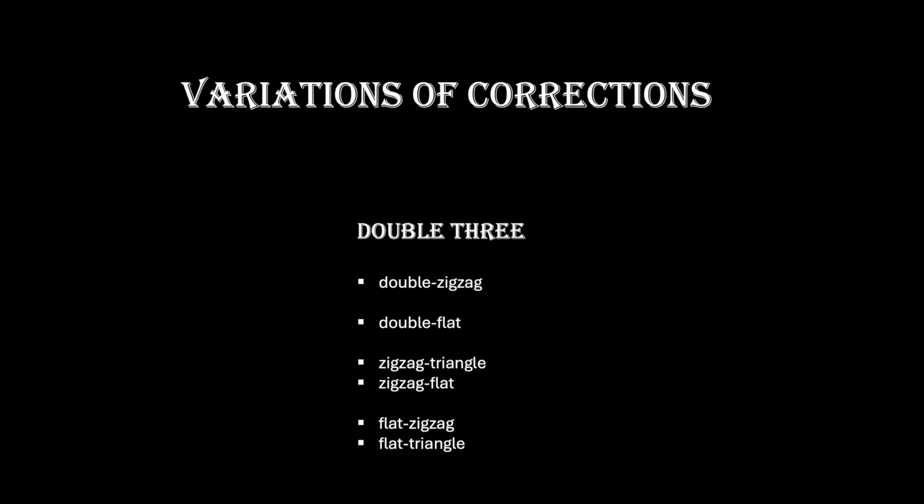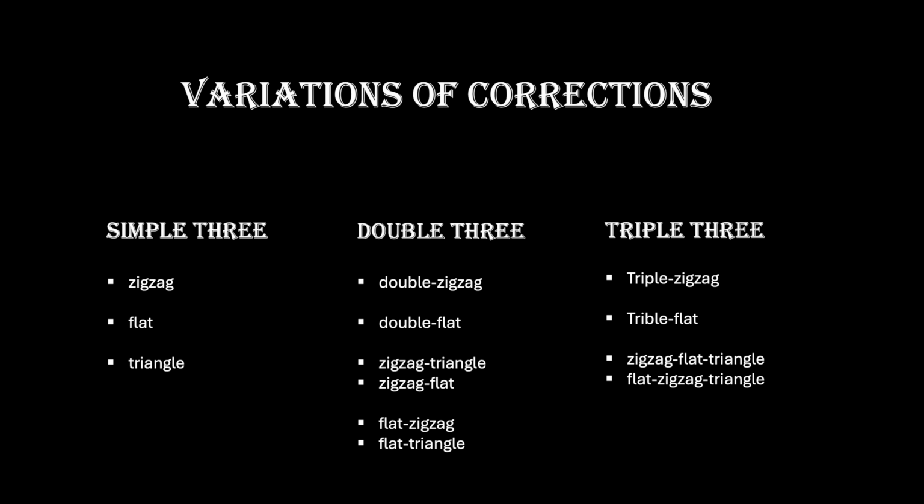It is important to know that triangles can only be seen in the last part of the correction. Lastly, there are triple corrections, combinations with 3 parts. In these, only 4 patterns are possible: triple zigzag, triple flat, zigzag flat triangle and flat zigzag triangle. Except for the triple zigzag, only 1 zigzag pair combination is allowed to occur, and again the triangle is always in the last position. Generally, zigzags are the most sharp corrections, while flats and triangles go more sideways.